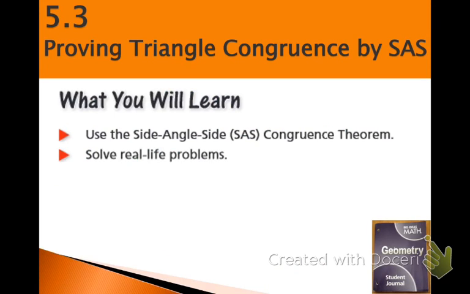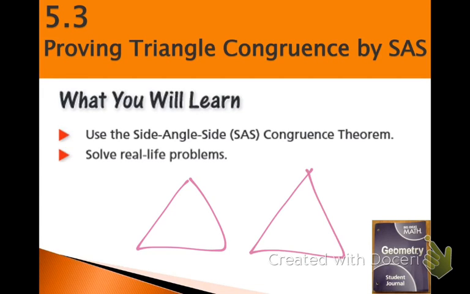Here we go. Proving triangle congruence. So before, what did we have to know in order that two triangles were congruent? What had to be congruent? The sides. The sides had to be congruent. What else had to be congruent? The angles. All of the angles had to be congruent to another angle.